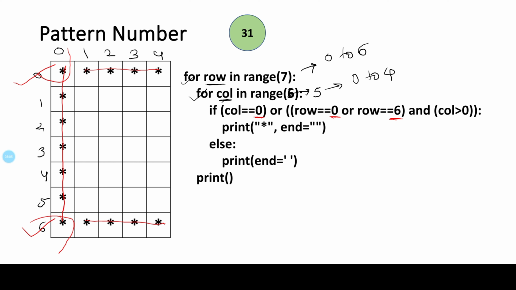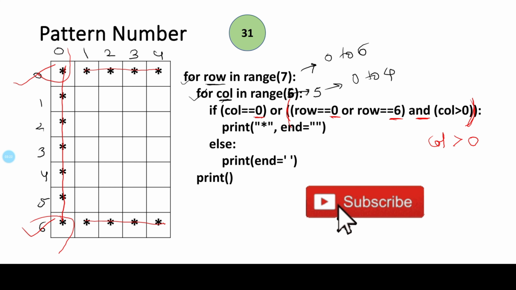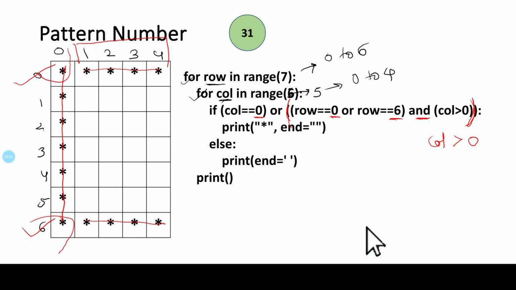So for this, what I have taken over here is an AND condition. We do not want to overwrite the star where the column is equal to 0. So we have taken that the column value should be greater than 0. That means we are talking about these columns. So we want stars only when the column number is 1, 2, 3 and 4. We do not want star when the column is 0. So the condition is whenever the column number is greater than 0, we need stars at row number 0 and 6. Right, so that is all about this if condition.